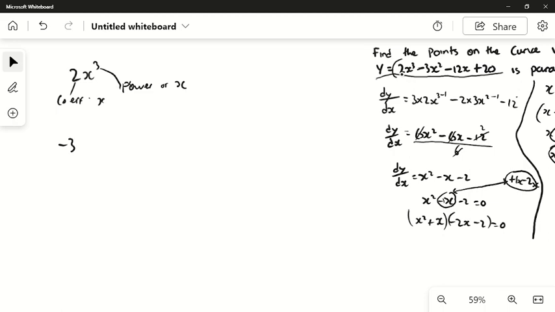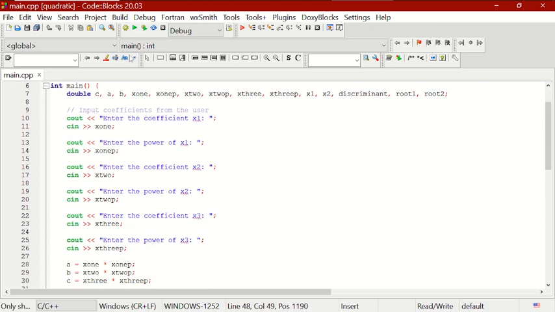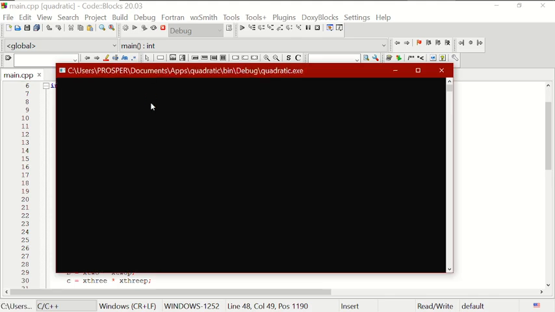This is the coefficient for term 2, this is the coefficient of x, then x squared. So this is the power of x, right? The same thing applies to all the terms. If we run this program, we are going to take the coefficient. It says enter the coefficient of x1, enter the power of x1, that is term 1, enter the coefficient of x2, power of x2, term 2. Same thing applies.